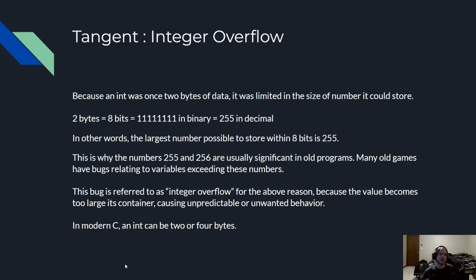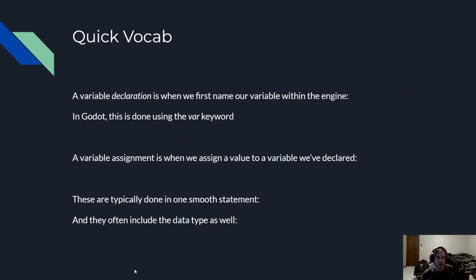So if your container only went up to 255 and you went up to 256 by accident, you're going to start messing around with the memory around where that data is stored, which is not what you want to do. In modern C, though, an int can be 2 or 4 bytes, so it can store much larger amounts of data if it's 4 bytes.